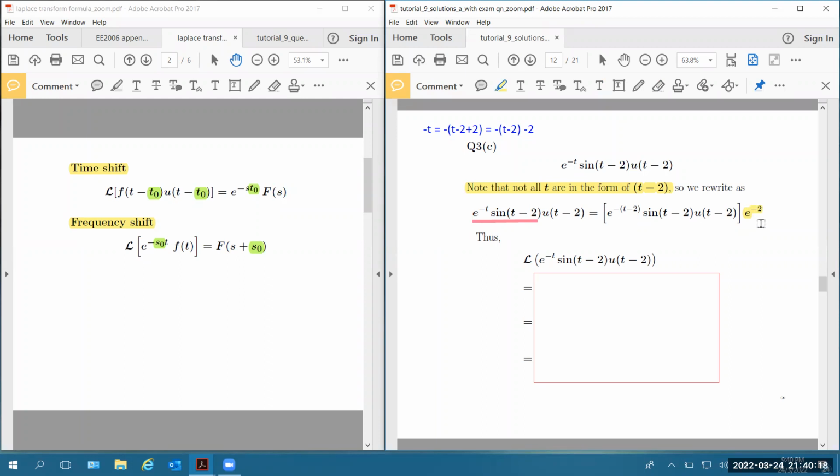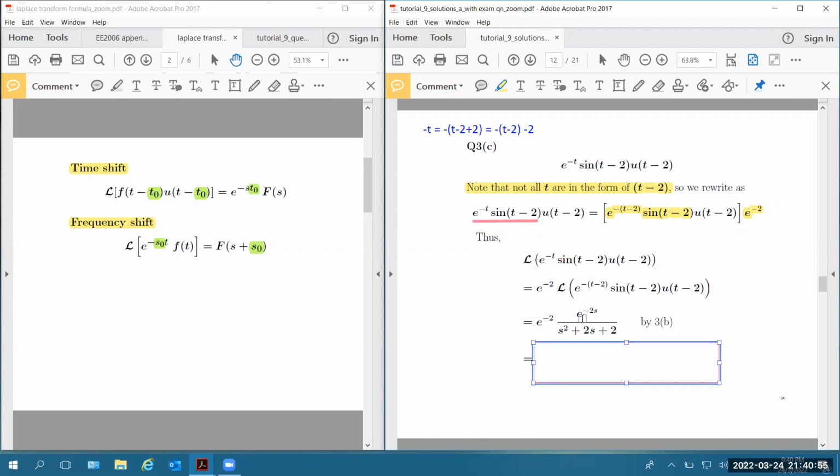Now, constant is harmless. You can bring it outside of the Laplace transform. But now inside is very nice. Can you see now inside of this one, until here, this is now really a function of t minus 2, right? So this is like f(t minus 2) u(t minus 2). Then you know how to do the Laplace transform. Constant bring outside, and now you use time shift. This one actually is our question just now. So this is our 3B. Yep, so that's how you get it.